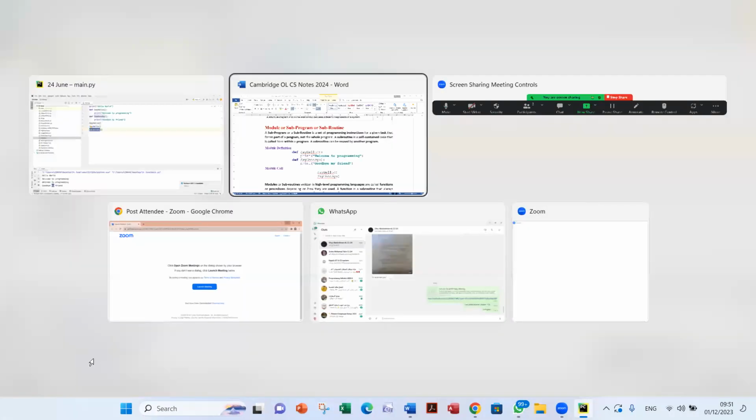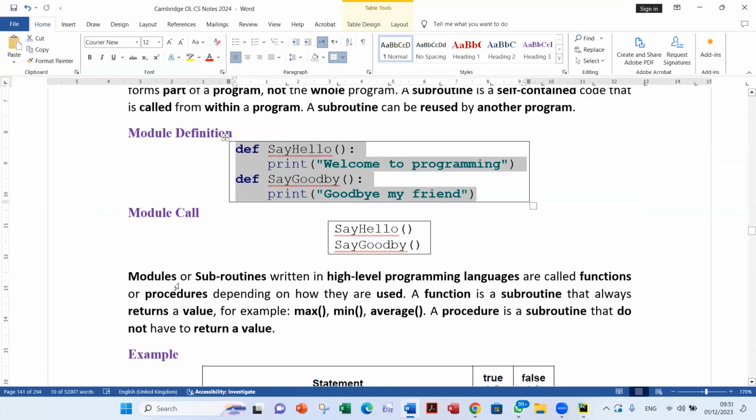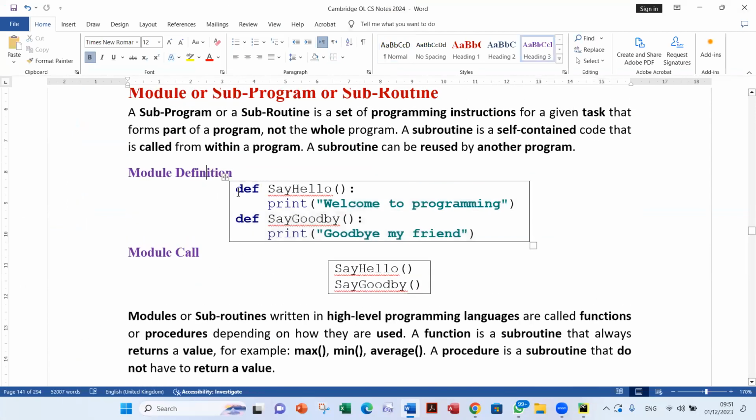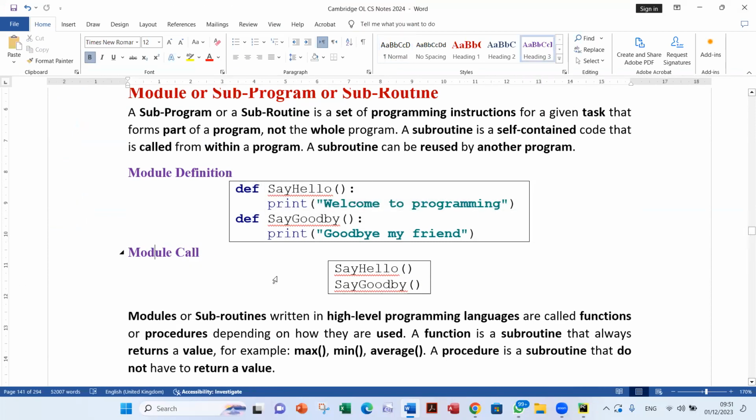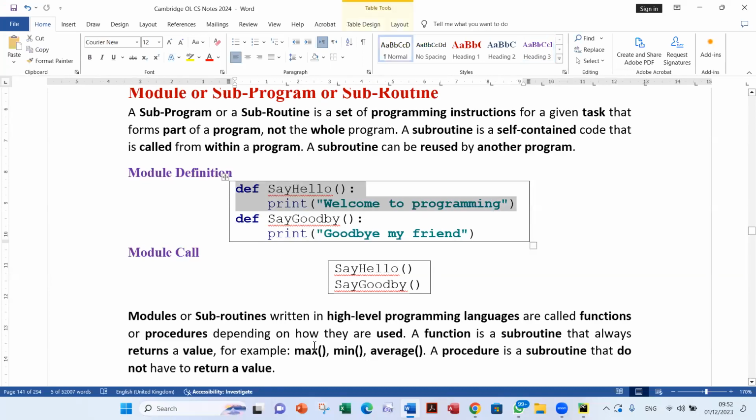This is my way of explaining for you what is meant by module definition. This is module definition. And what is meant by module calling? This is module calling. Modules or subroutines written in high-level languages are called functions or procedures. We will come to that very soon. Actually, this is a module that is classified as a procedure.